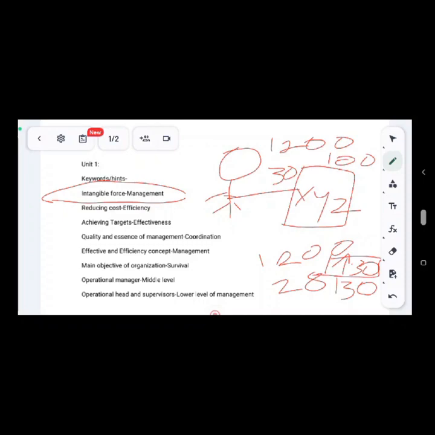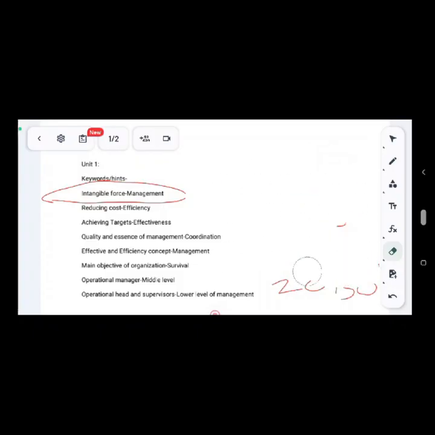Next, the quality and essence of management is always coordination. The efficiency and effectiveness concept is management. So all these keywords will help you while solving a case study. If you find any of these words, you can easily find the answer, because case studies have very long sentences which make you confused and waste a lot of time. So using these keywords, you can instantly solve any type of problem.